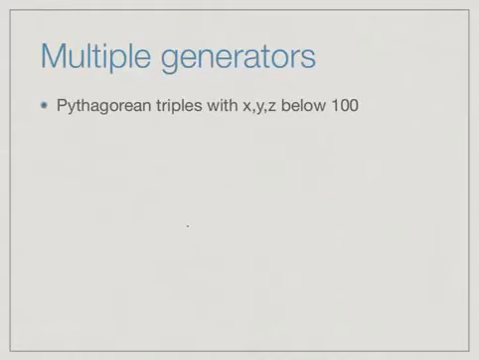So let's go back to the Pythagorean triple example. We want all Pythagorean triples with x, y, z below 100. As we said, this requires us to cycle through all values of x, y, and z in that range. So it's a little bit more complicated than the one we did before, where we already had a single generator, all the values in range 0 to 100.